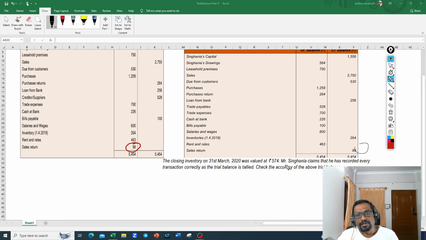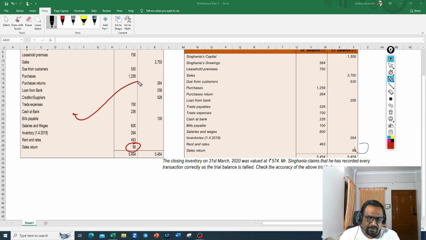Now we rectified so many transactions, right? For example, sales return: he accounted it in credit side, but it has to be accounted in debit side. Bills payable: he accounted in debit side, it has to be accounted in credit side. Trade payables: supposed to be accounted in credit side, he accounted in debit side. These are all the mistakes he made and we rectified here in this statement.